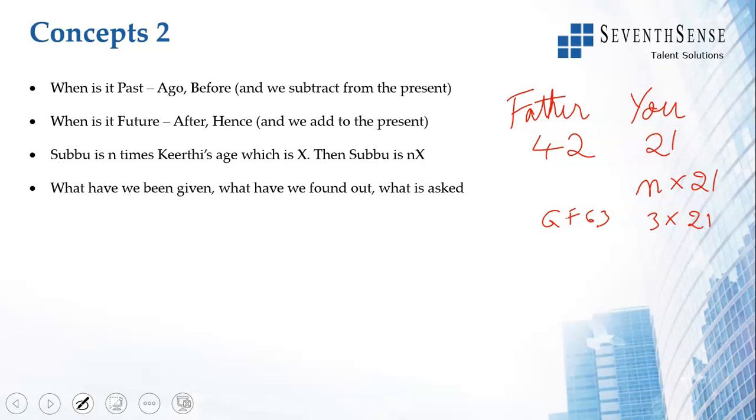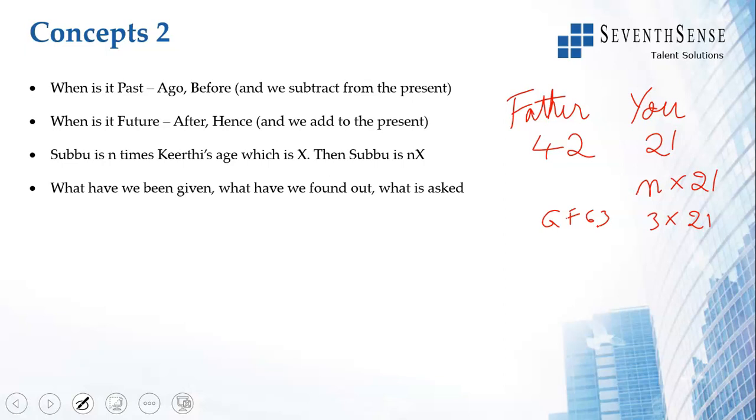Always remember these three key things. What is the data given? And once you've solved the equations, what have you got? And more importantly, what have you been asked? Sometimes we solve for x and then we write that as the answer. No. They would have asked something else.